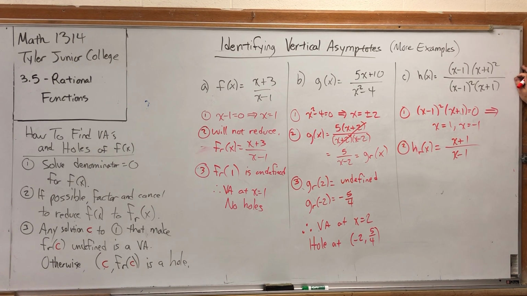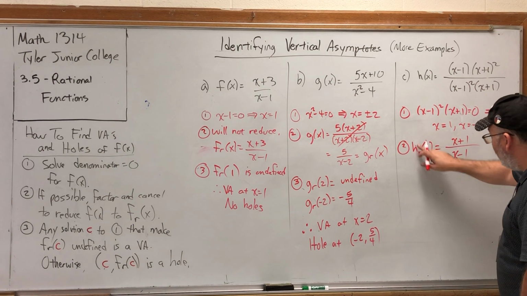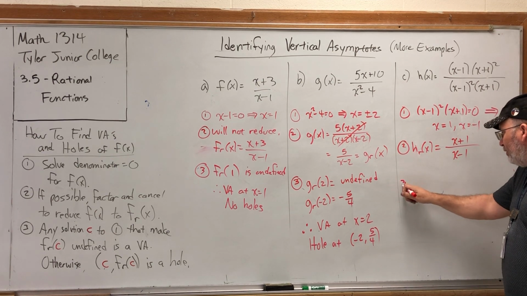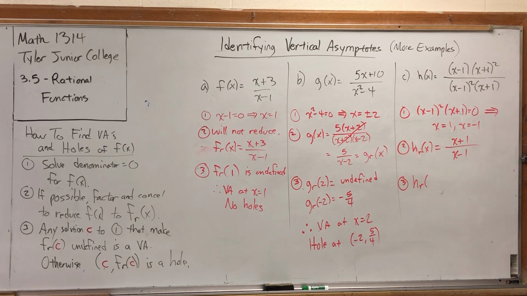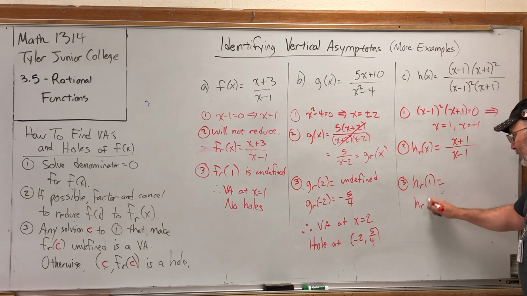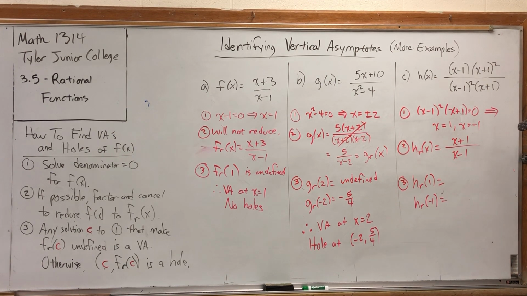So in this case, we had a cancellation with both factors. One of them canceled there, leaving one on the bottom. One of them canceled here, leaving one on top. But they're not both holes. To determine which is which, we need to evaluate the reduced function at the solutions we got in step 1. So we need to evaluate at 1, and we need to evaluate at negative 1.